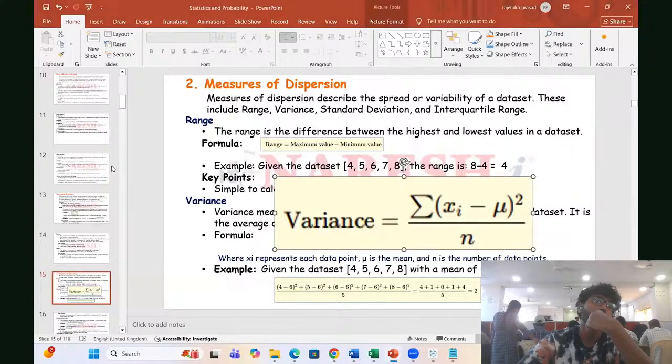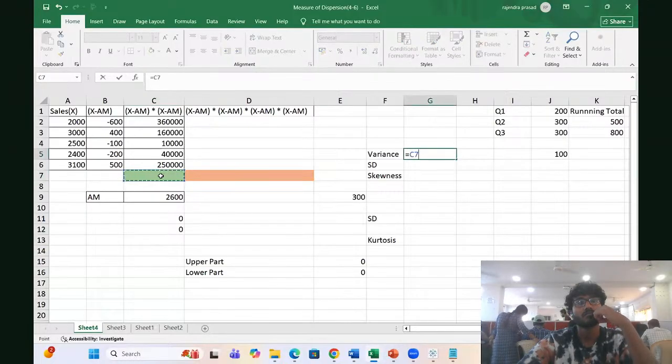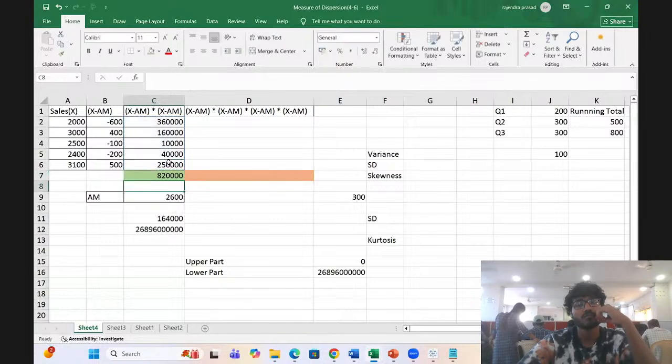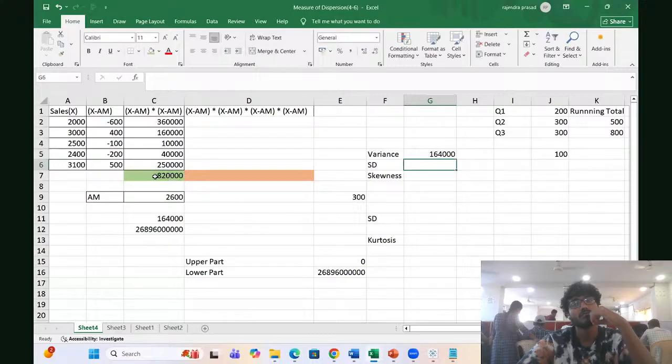So to get the formula, you can see the upper body calculations are done. Now I need to get the sum of the values divided by n. So variance is equal to the sum of these values. In Excel we have a formula called sum. The sum of these particular values is 8,20,000. Here, the formula is the sum of xi minus mu whole square divided by the number of observations. What is the number of observations? 5.